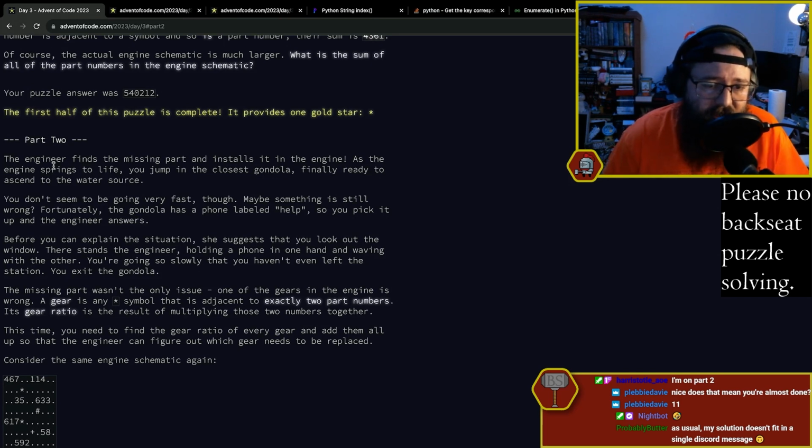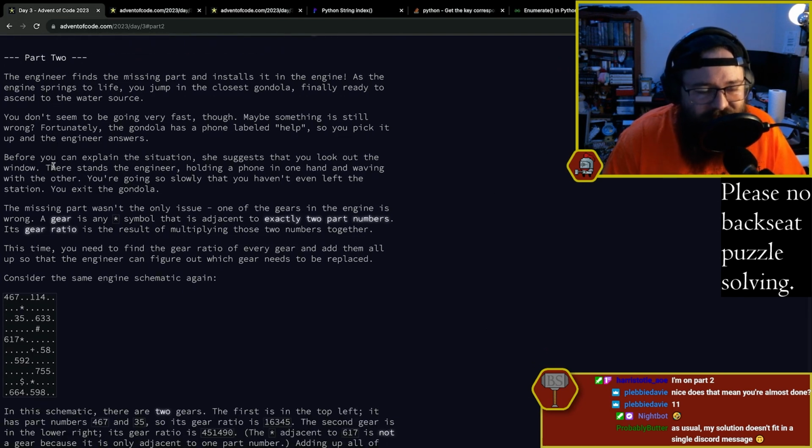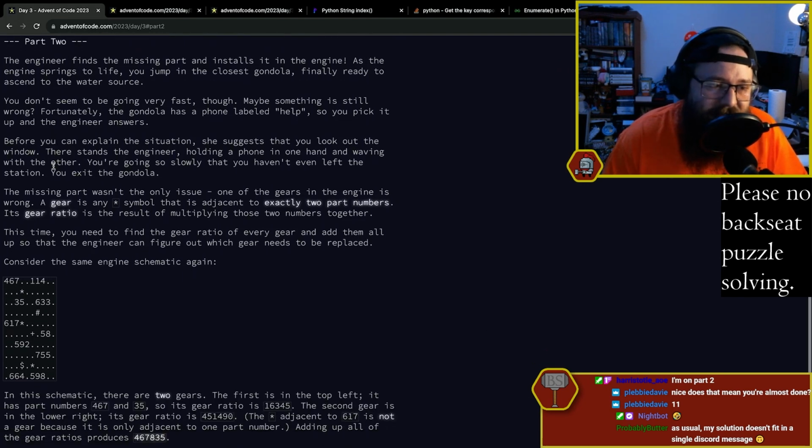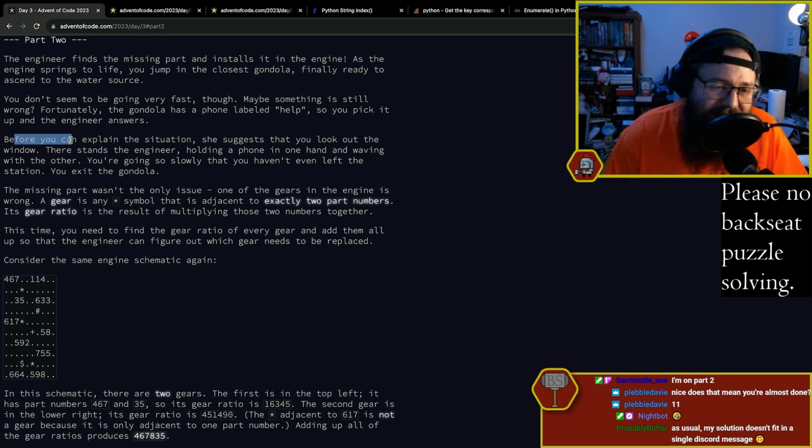As the engine springs to life, you jump into the closest gondola, finally ready to escape the water source. You don't seem to be going very fast, though. Maybe something is wrong. Fortunately, the gondola has a phone labeled help. You pick it up and the engineer answers. Before he can explain the situation, she suggests that you look out the window. There stands the engineer holding a phone in one hand and waving with the other. You're going so slow that you haven't even left the station. You exit the gondola. The missing part wasn't the only issue.